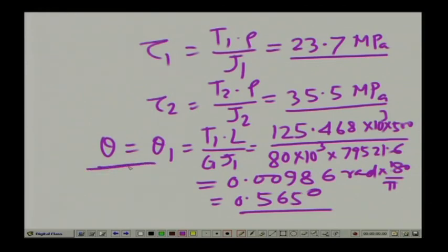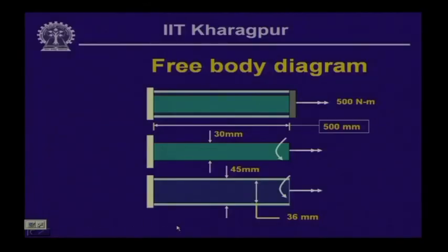Now, if we compute theta 1, theta 2 is also automatically computed, because theta 1 is equal to theta 2, and that is the rotation for the whole assembly. Now, if we would like to compute the stiffness of the whole composite system, as we know, T is equal to G J by L times theta. So, G J by L, that means torque per unit rotation, is our stiffness. G J by L can be computed as T by theta. We know theta, we know T, so we know the torsional stiffness of the whole composite system.